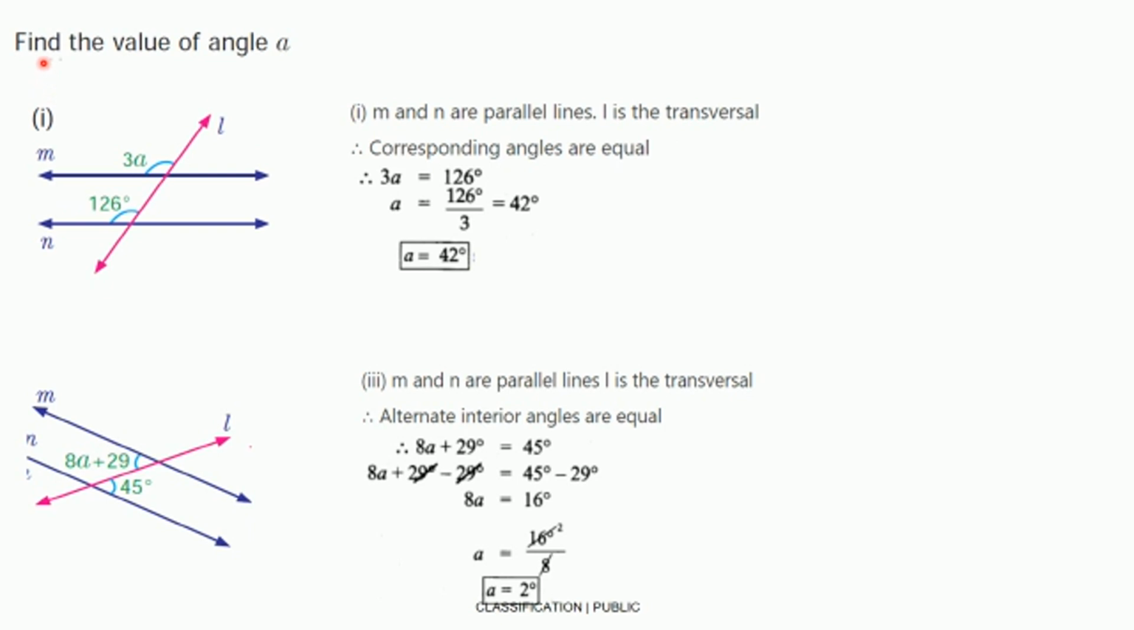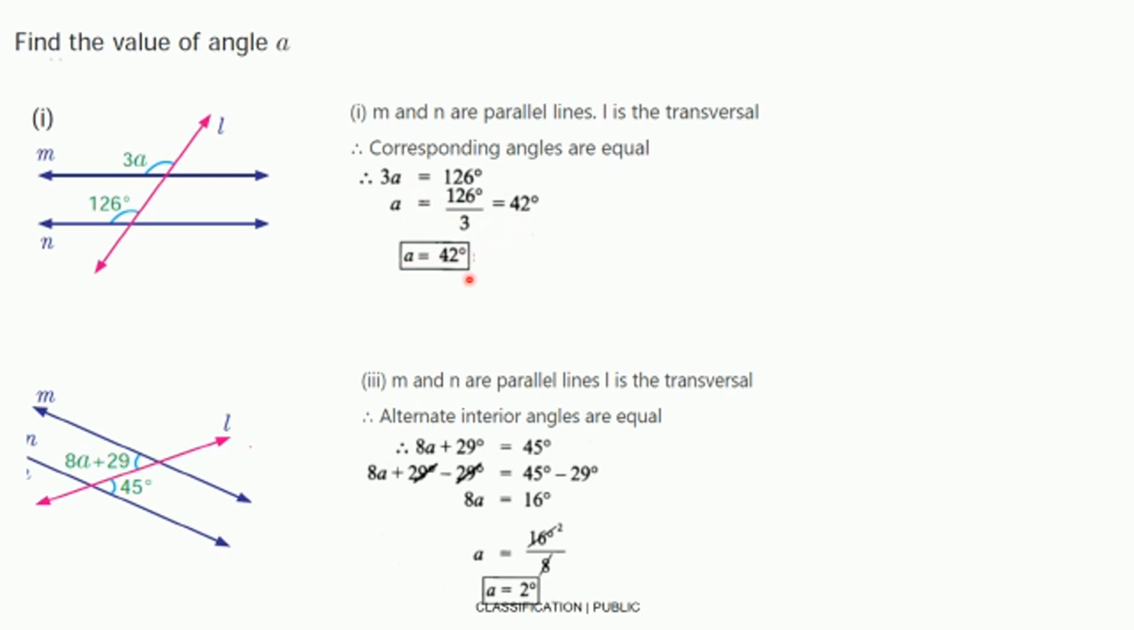Next, find the value of angle A. First keep in mind whether it is a parallel line. Here M and N are parallel lines and L is the transversal. First, what are the angles you have to find out? Here line up, here also line up. Up means corresponding angles. Corresponding angles are equal. That is 3A equal to 126. After simplification, A equal to 126 by 3. Cancel it, you get 42 degree. Therefore, A equal to 42 degree.